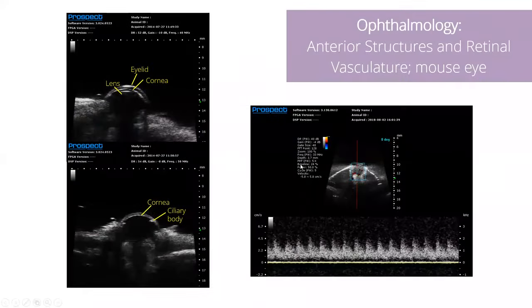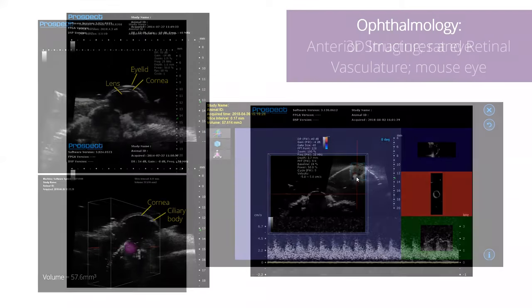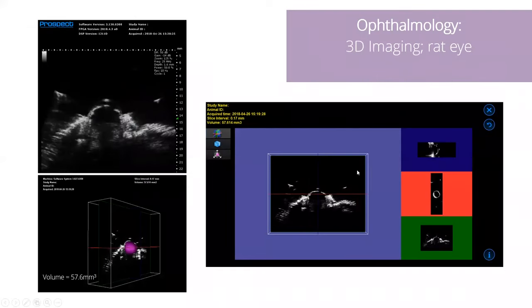Taking a quick look at ophthalmology. So this is looking at the different structures in the eye. So this is a mouse eye, and we're able to take a look at all the different anterior structures. We can again use Doppler to look at flow through the retinal artery, as well as color Doppler to visualize the retinal artery. We can use the 3D imaging as we did on tumors to look at structures, not just for tumors, but abdominal organs as well as the eye.